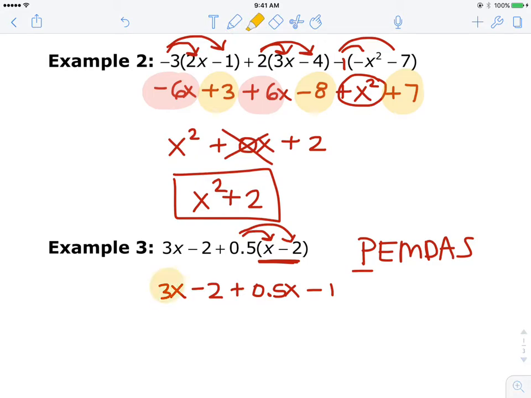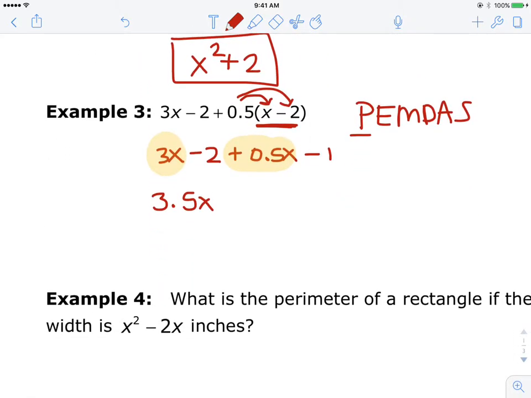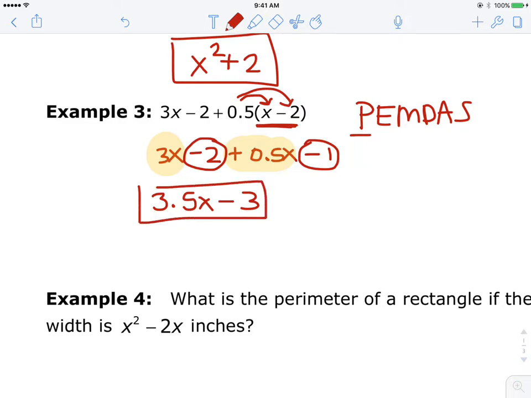Now I'm looking for like terms again. I've got a 3x and a 0.5x. I'm going to add those up and have 3.5x. And then I've just got my constants, this negative 2 and this negative 1. When I add those up, I've got negative 3. And I'm done.